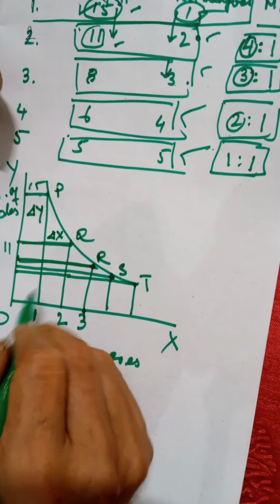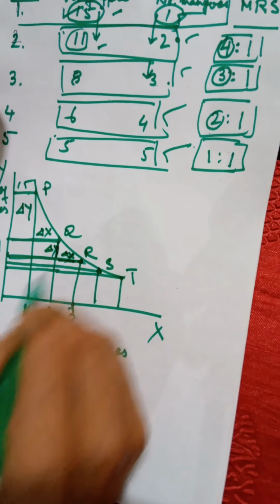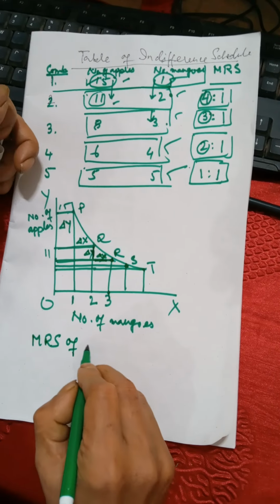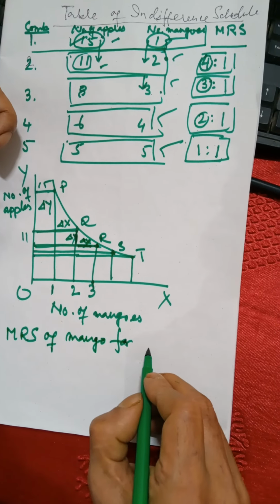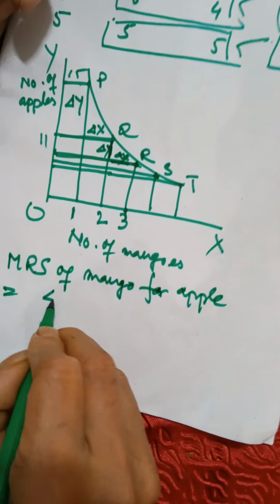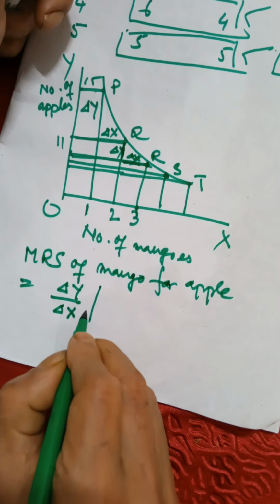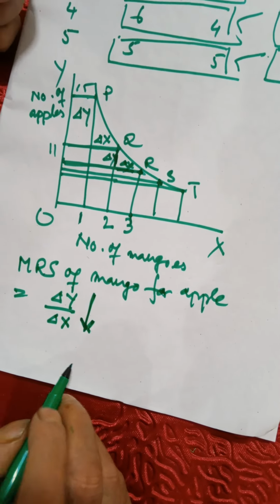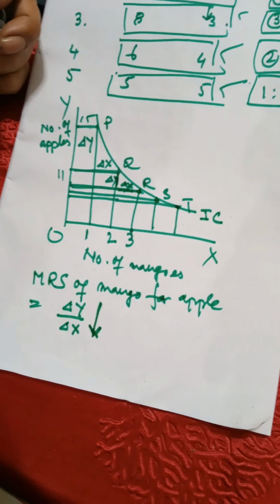Here this is delta Y and this is delta X. So MRS of mango for apple is equal to delta Y by delta X, which goes down, that is, downward sloping. This downward arrow indicates downward sloping. So this curve is basically known as indifference curve. Okay.